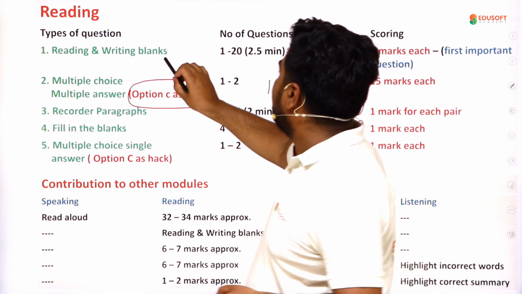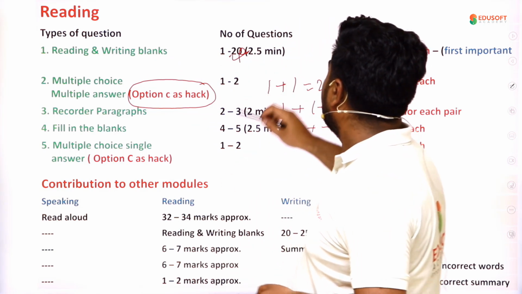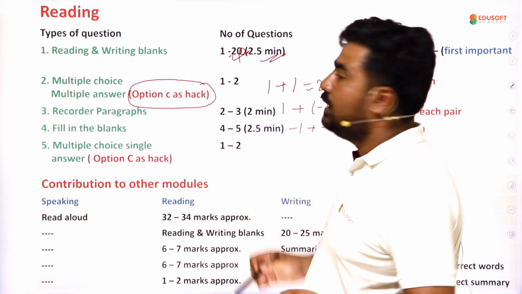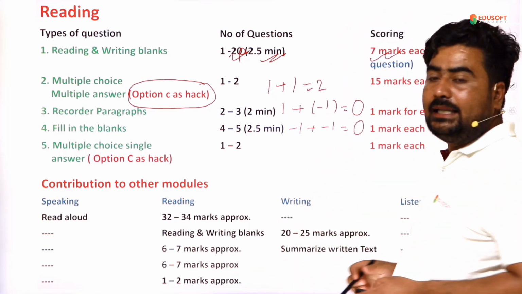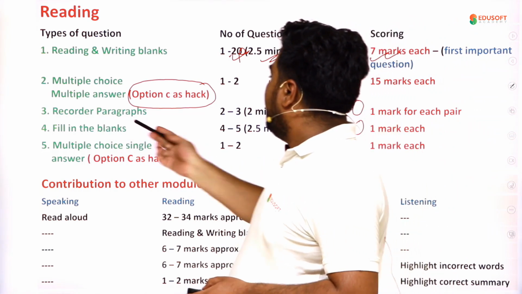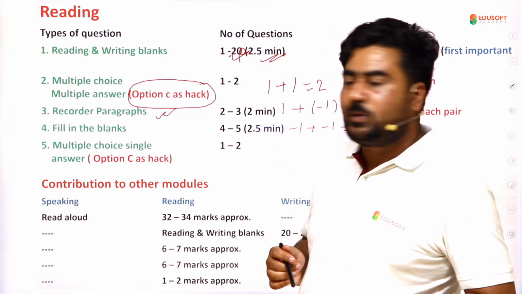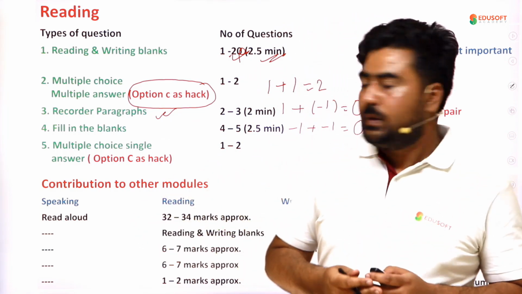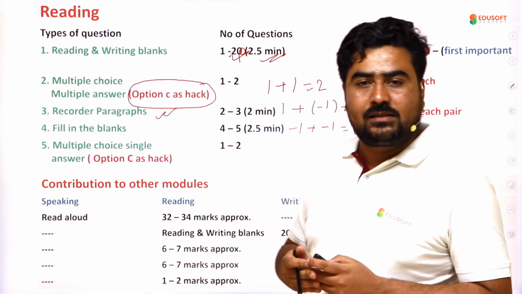And reading and writing blanks, 1 to 2 questions you will face here. For this you will have 2.5 minutes, and you will be graded 7 marks each. Reorder paragraphs. A perfect template will be given to you. If you memorize that template, if you practice that template, then you'll get the desired marks.